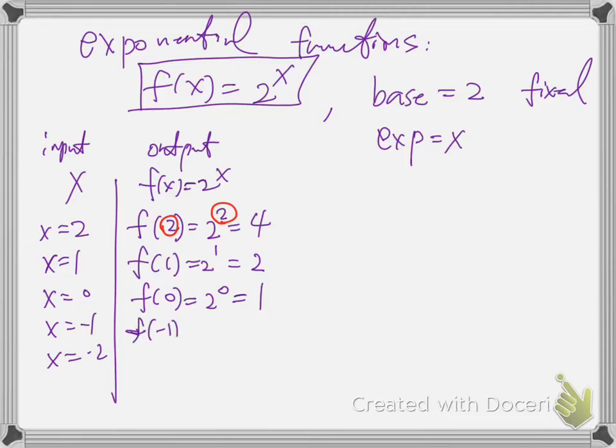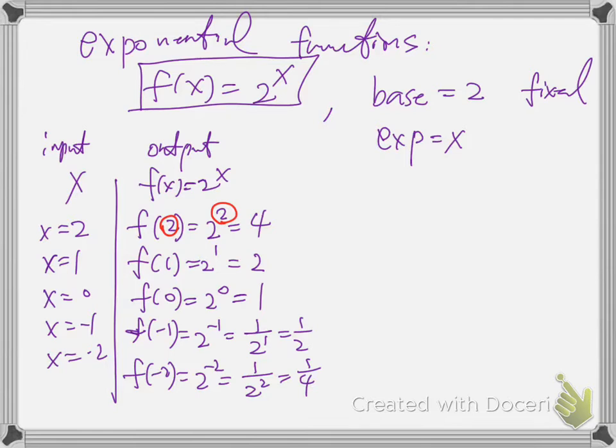So f of -1 is 2 to the -1 power. We flip, so this is 1 over 2 to the first power, so it's 1 over 2. f of -2 is 2 to the -2 power. So we flip it, and we get 1 over 2 to the second power, which is 1 over 4.